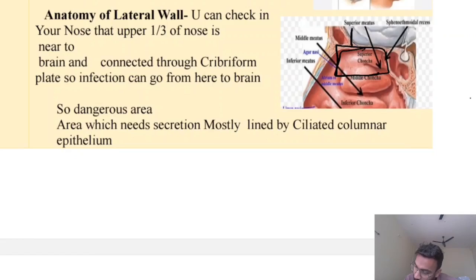It is near to the brain and connected through the cribriform plate. So you can see infection from this area can go to the brain through the cribriform plate. So this is a dangerous area, because infection from here can go into the brain. It is mostly lined by the ciliated columnar epithelium.